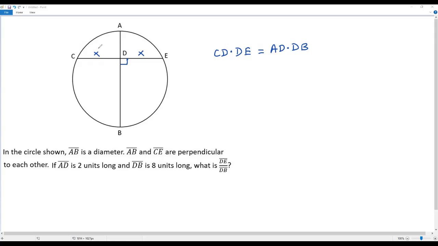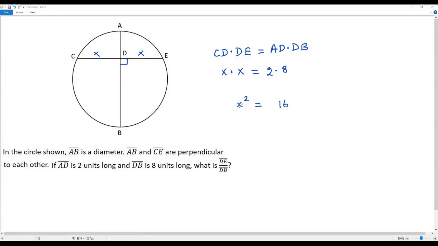Now we can plug in the length X for CD over here, and for DE also we have the same length X. For AD, the length is given in the question, that is 2 units, so we plug in 2. And for DB, the length is 8. So 2 times 8. When I multiply X and X, I get X squared, equals, when I multiply 2 and 8, 16.